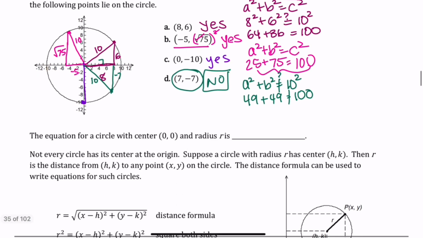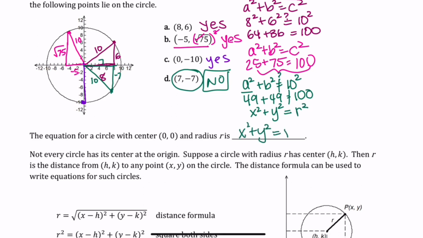So if you look at this, we always have our a squared, and a is going to be our x value, plus our b squared, which is our y value. That should equal our radius squared. And that is the equation of a circle with radius of r.